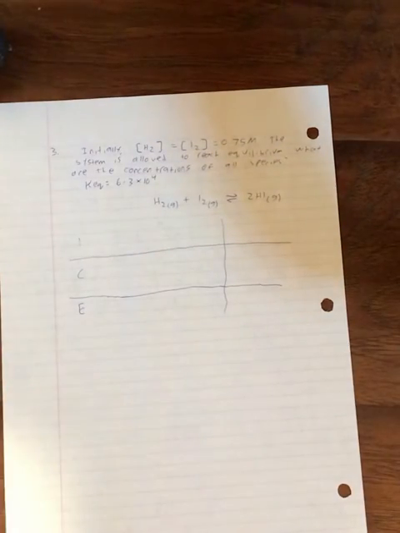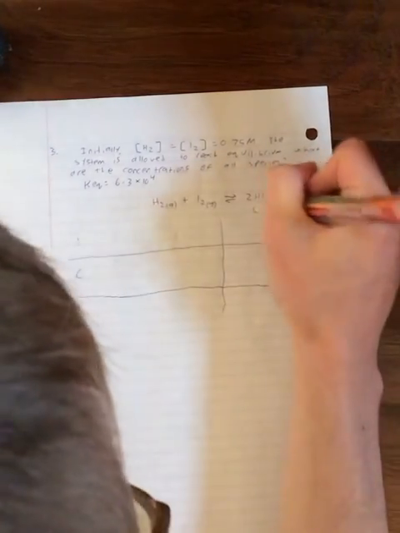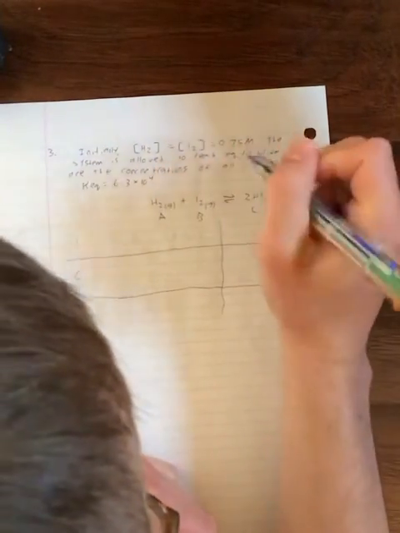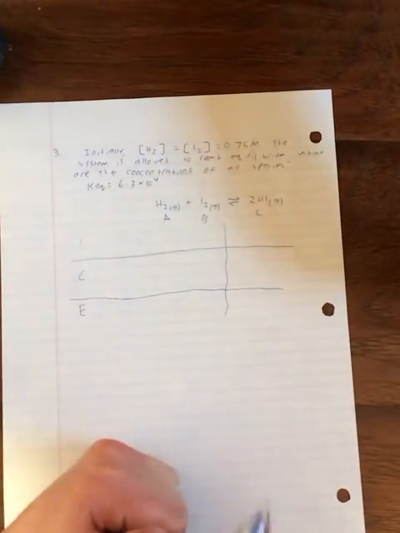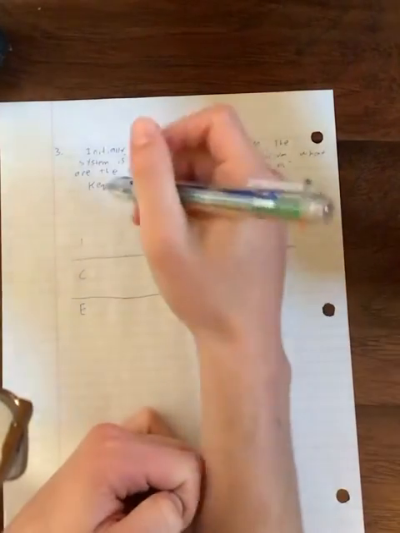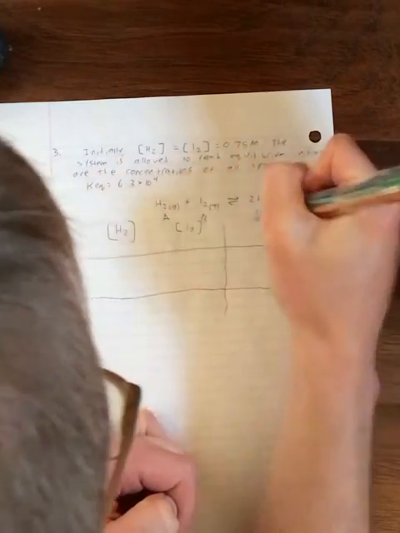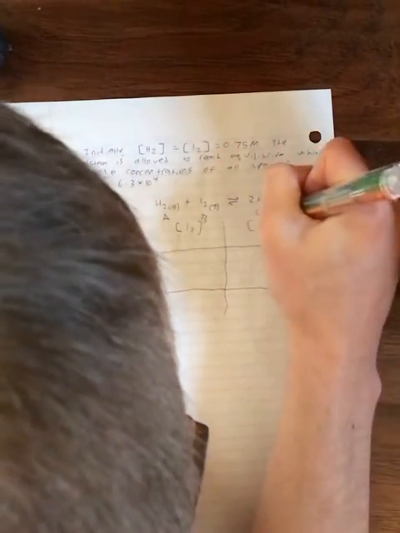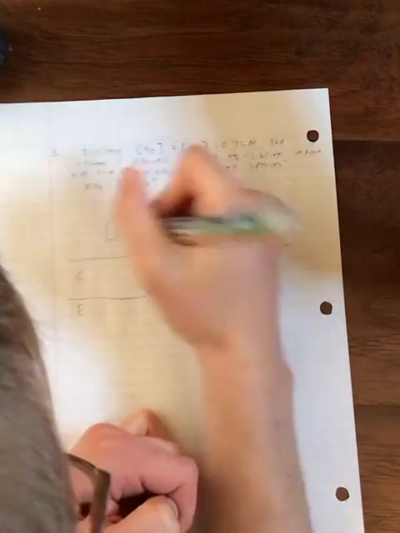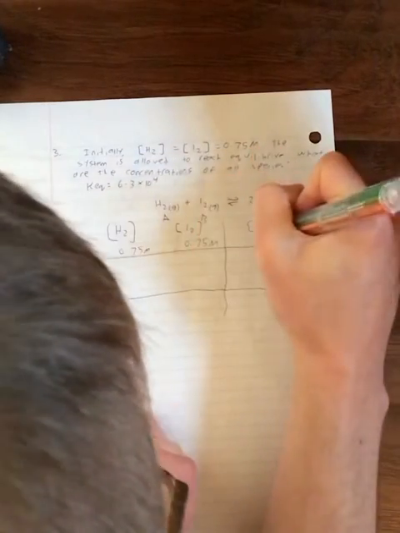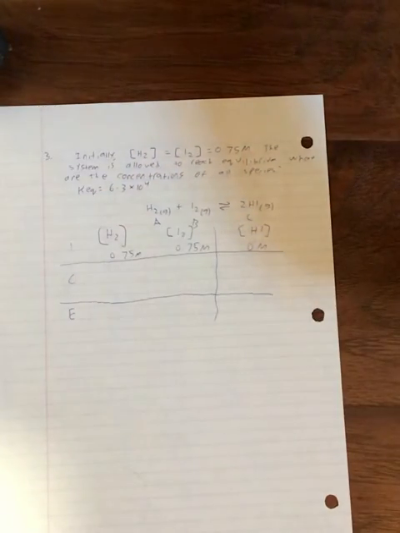Okay, so let's label our A, B, and C as the last time. So this is C, this is A, and this is B. What are the coefficients? 1, 1, 2. Okay, so our initial concentrations, let's put each of these in. So H2, I2, and HI. Initially, these are both 0.75 M, 0.75 M, and this would be 0, because this isn't combined yet to become HI.